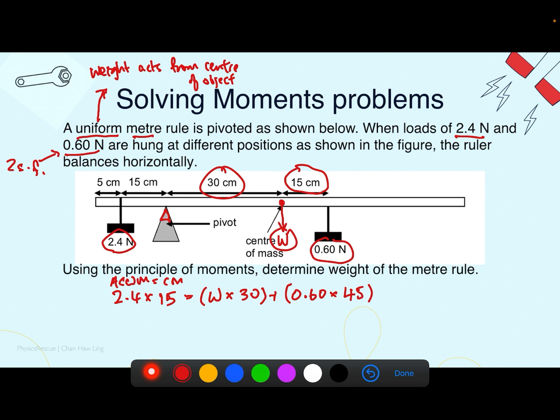All right, so carrying on with this, we have the 36 over here is equal to 30W plus 0.6 times 45, which is 27. So 30W is equal to 36 minus 27, which is 9. So W will be equal to 9 divided by 30, so you get 0.30 newtons.